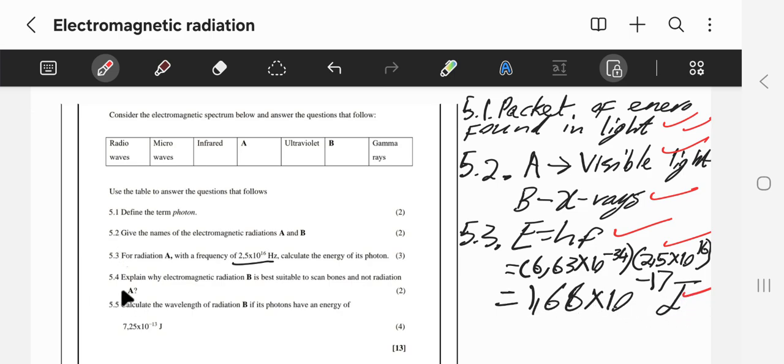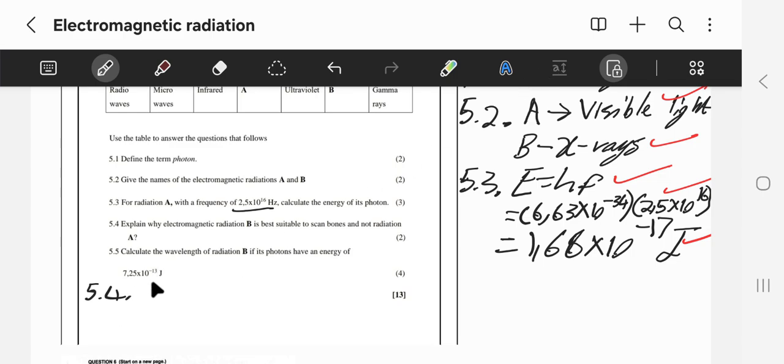Let's go to 5.4. 5.4 says explain why electromagnetic radiation B is best suitable to scan bones and not radiation A. Okay, guys, so to answer 5.4, we will say that the reason why B is suitable to scan bones is because it has the highest penetrating ability due to it having a higher energy or frequency compared to A. And that's why it will actually be able to scan the bones and not radiation A.